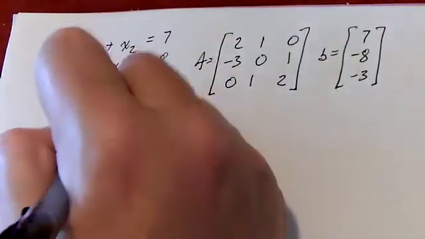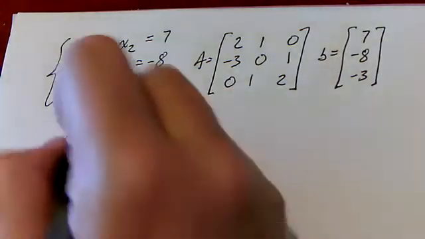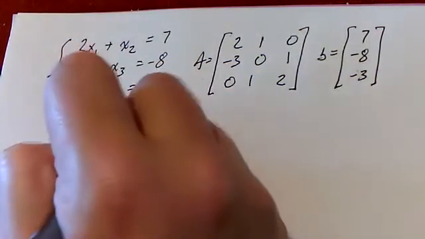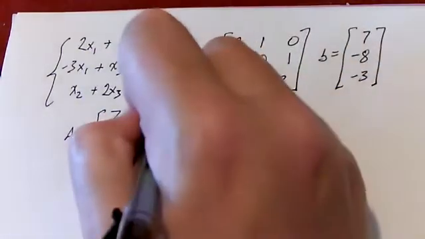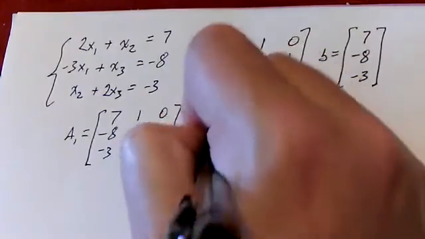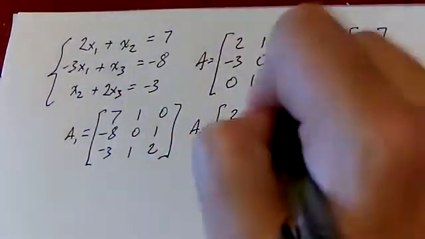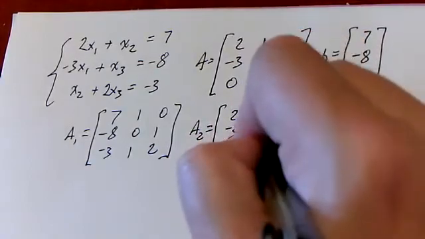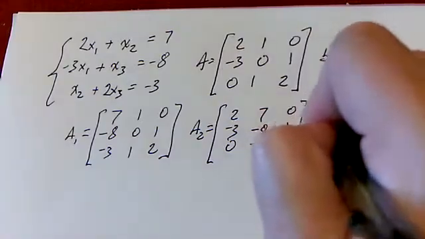So A1, taking 7, -8, -3, putting it in place of row 1. So 7, -8, -3. Then the rest of it's unchanged: 1, 0, 1, 0, 1, 2. A2, we're going to have 2, -3, 0. Replace second column. Keep the outer columns the same.